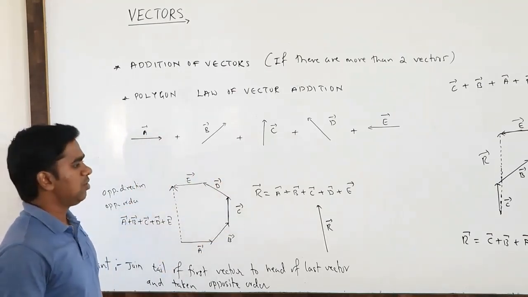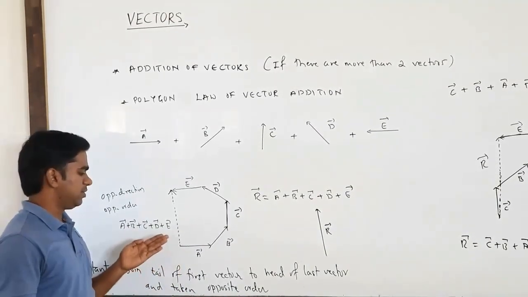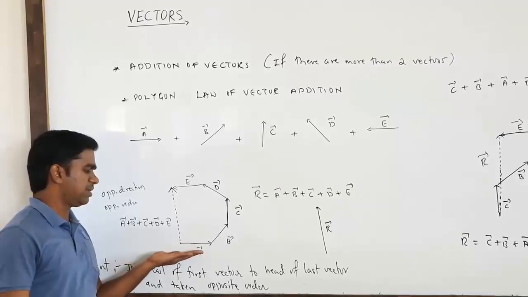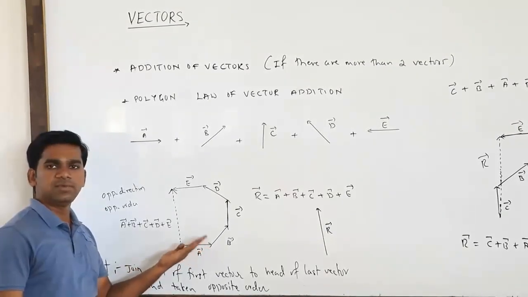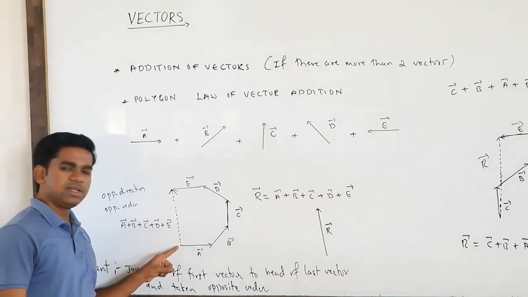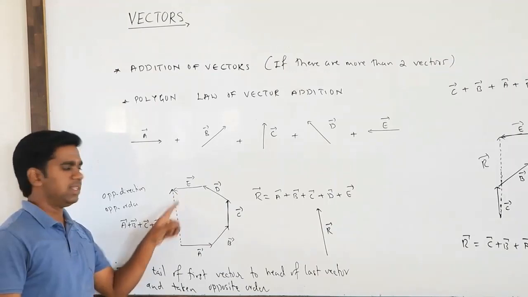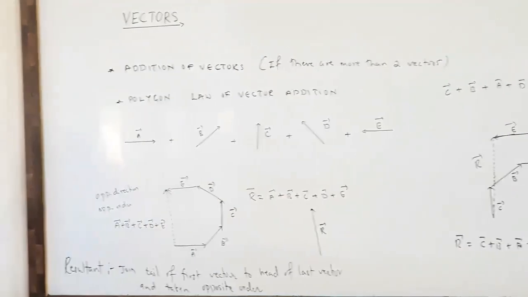If you want to give the definition: when all the vectors are taken as the sides of a polygon, then the resultant is the line joining the tail of the first vector to the head of the last vector. That is what we call the polygon law.